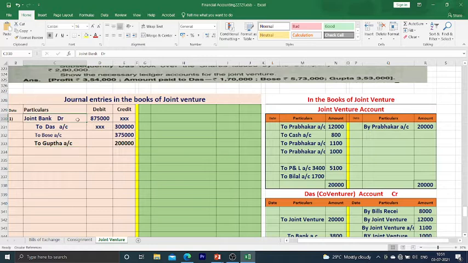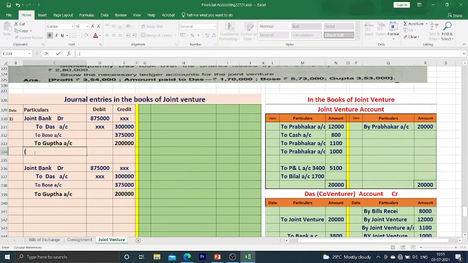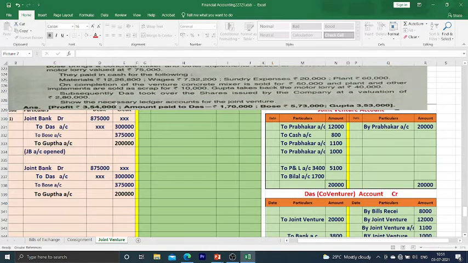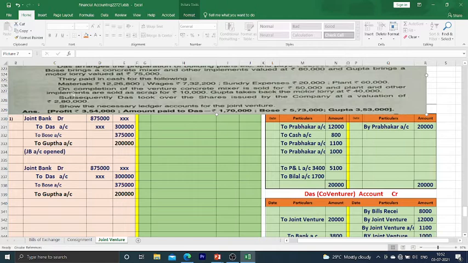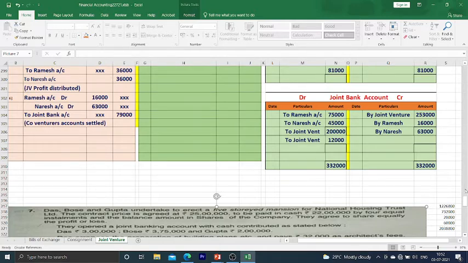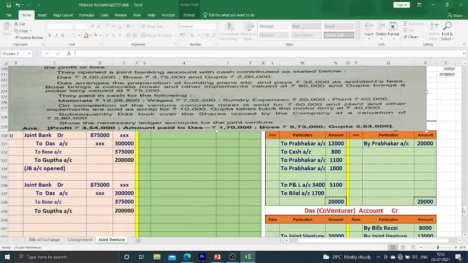Next entry is their contribution. Their contribution to joint venture. Joint bank account opened. JB stands for joint bank account. Next contribution. Das arranges the preparation of building plans and pays 32,000. These are made for joint venture.